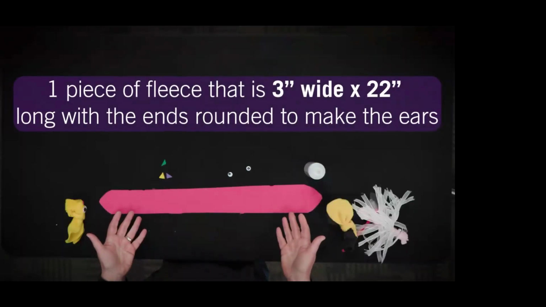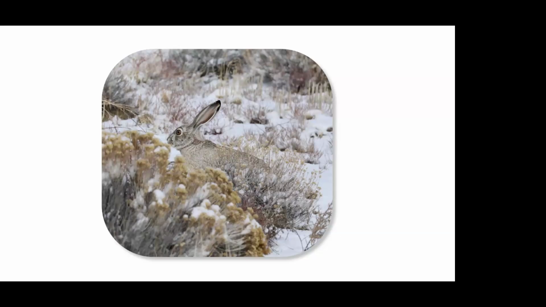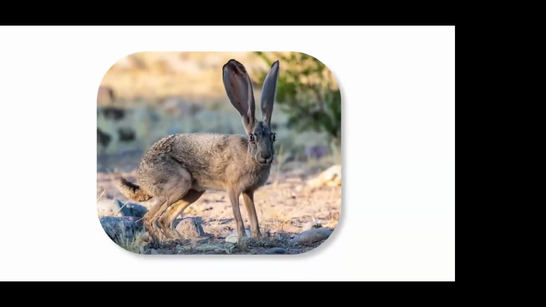Today, I will show you how to make a simple rabbit finger puppet, like this one. You will need a piece of fleece that's 3 inches wide by 22 inches long, with the ends rounded to make the ears. You can use a variety of fleece colors, depending on what type of jackrabbit you want to create. There are 2 types found in Utah: the white-tailed jackrabbit that stays grayish-brown in the summer, but turns almost completely white during the winter to hide in the snow. The black-tailed jackrabbit stays brownish-gray all year and is easily recognized by its massive black-tipped ears.